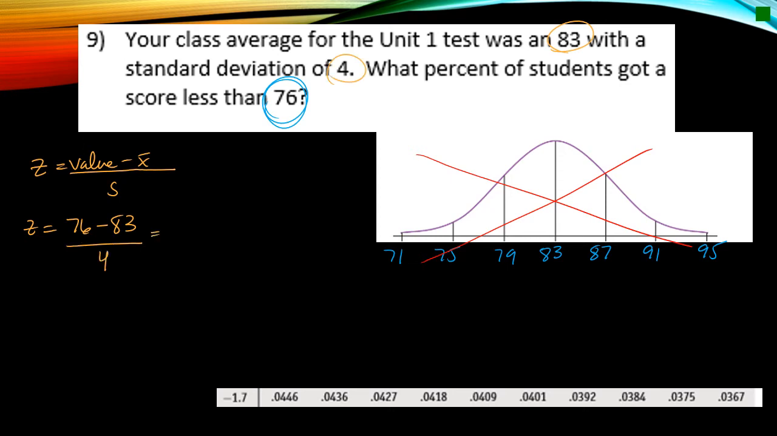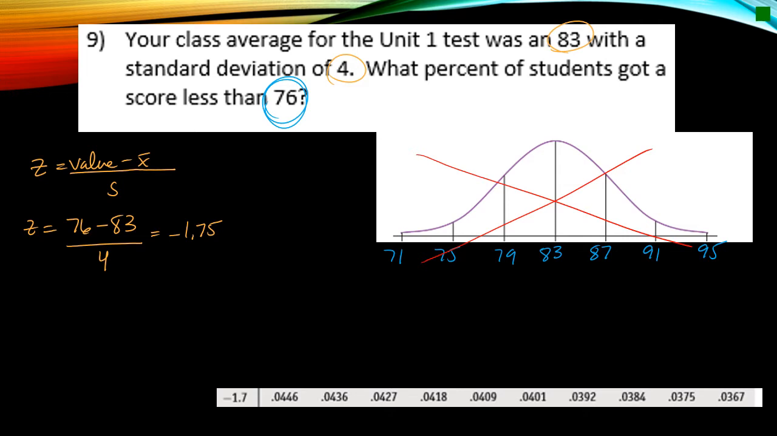And when you do the math here, you end up getting -1.75. That's our z-score. But we can't stop there because it actually asks us for the percent. So down here at the bottom, this is the z-score table. I just have the -1.7 row snipped out so you can see it. And I will label these things so you can kind of see what I'm talking about, since I didn't put the whole chart in here.